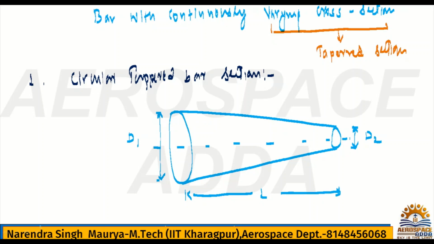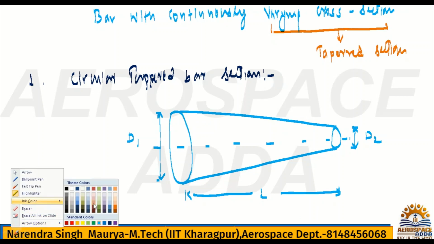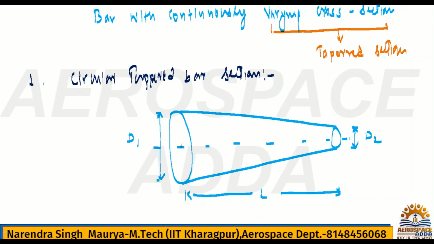The total length of the bar is L, and both ends of this bar are connected with a load, which is a tensile load, P. This load can be compressive also. If it is compressive, then the change in length will be negative, that's all. The modulus of elasticity for this bar is E.